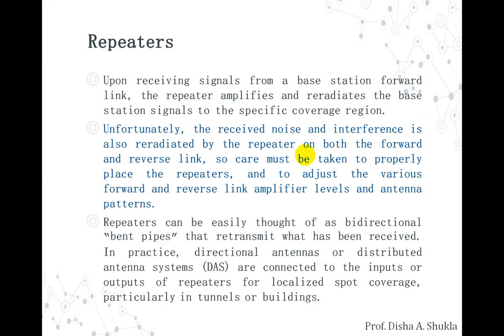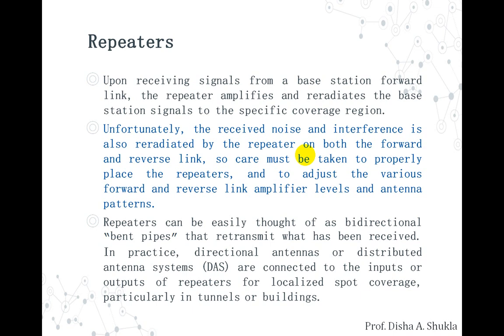The repeater, upon receiving a signal from a base station forward link, amplifies and re-radiates the base station signal to the specific coverage region. Whenever a particular receiver is receiving a signal from a base station forward link, the repeater will amplify and re-radiate the base station signal to the specific coverage region.